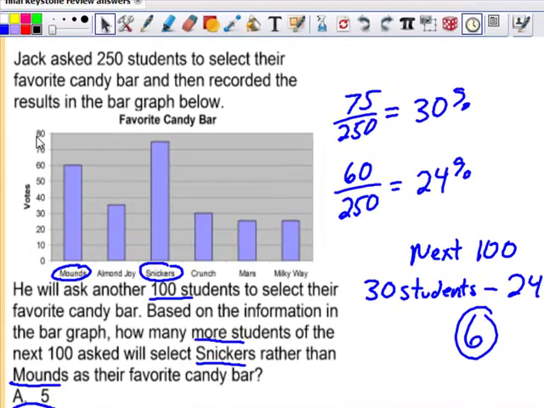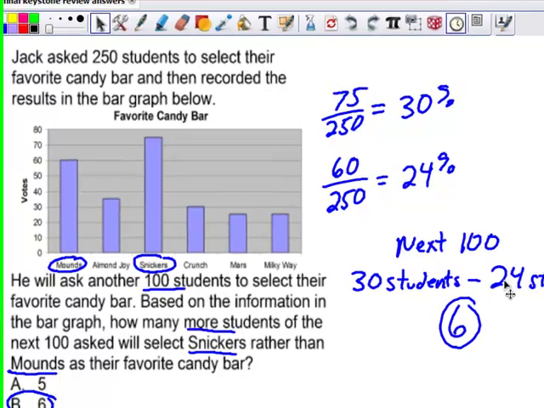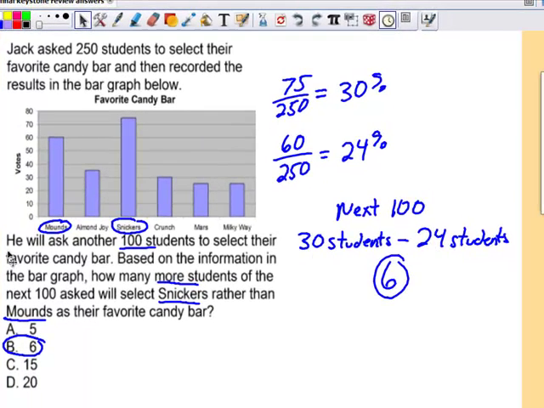Okay, that's mean. Here, we had to figure out the percentages of people that preferred Snickers. 75 out of 250 is 30%. 24%, 60 out of 250, prefer the Mounds. So based on this, we can predict what the next 100 people would choose. 30% of 100 is 30 students, and 24% of 100 is 24. The difference is 6. Again, we did a problem like this earlier, so check my website, review a similar problem that we did earlier like that.